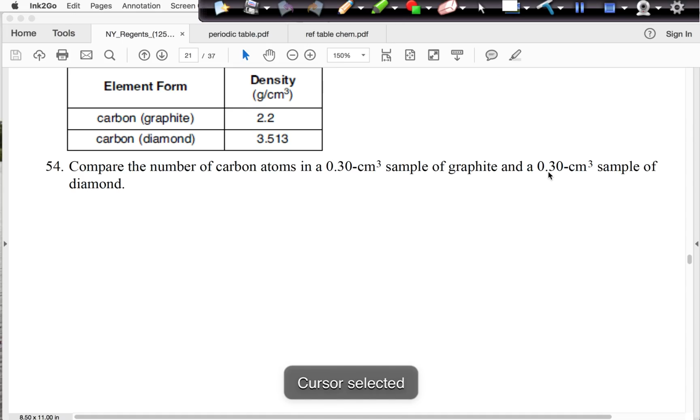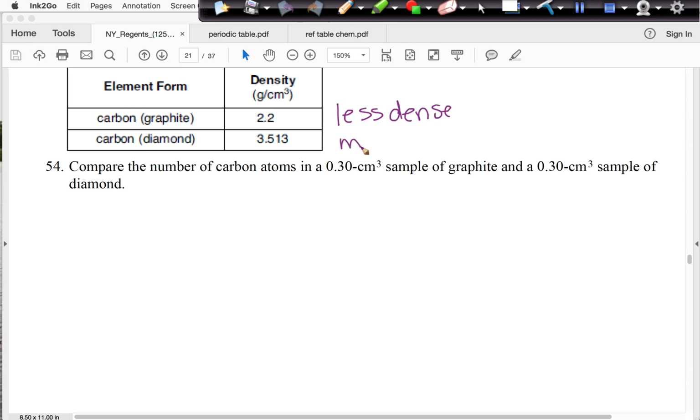If we look, carbon is more dense, so it takes up less volume. Graphite, sorry, I did that backwards. Graphite is less dense, and diamond is more dense. We're comparing these numbers here.